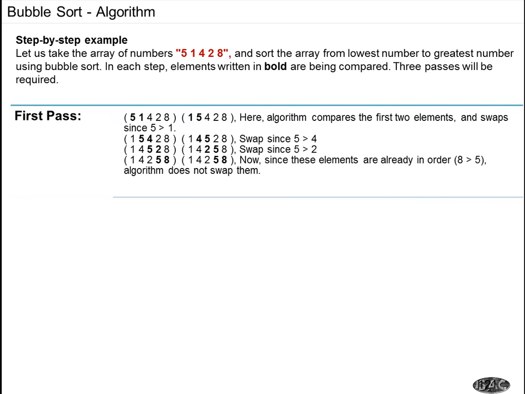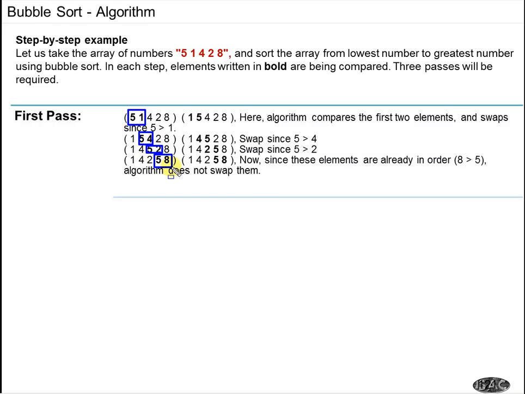So in the first pass, we'll compare 5, 1, 4, 2, 8. First we'll compare 5 and 1. Since 5 is not smaller than 1, 5 is larger than 1, we swap it. Now we'll again compare 5 and 4. Since 5 is larger than 4, we move it here, swapping it. Now compare 5 and 2. Again 5 is larger than 2, so we will swap.